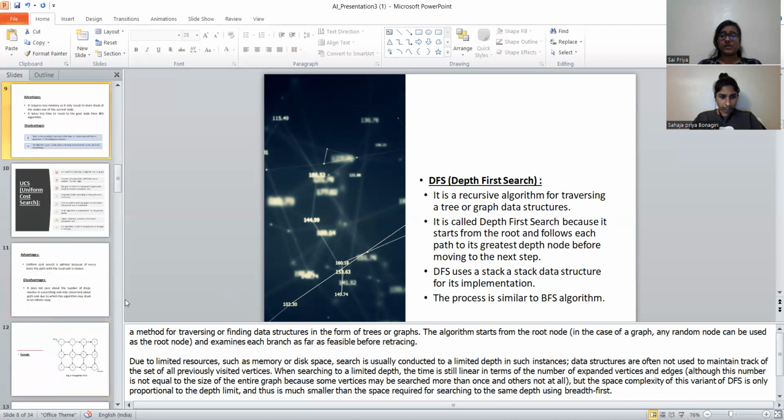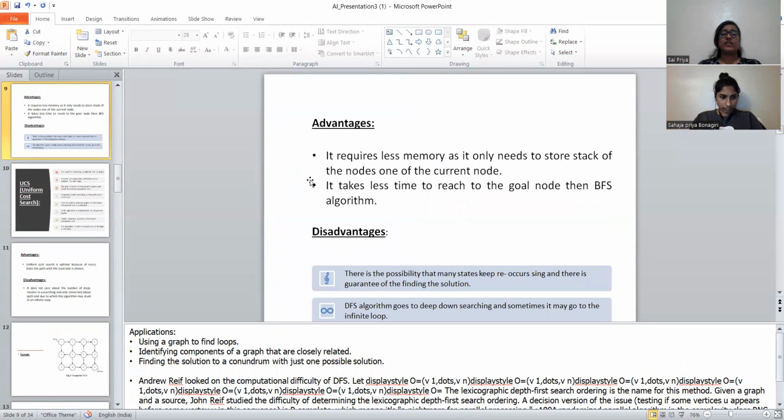And coming to the advantages and disadvantages of depth first search. Advantages: it takes less memory compared to BFS, and also takes less time compared to BFS. And coming to the disadvantages, in DFS it checks every node, so it's a time taking process. We can also call DFS a deep down searching, because it may be performed in infinite loops.